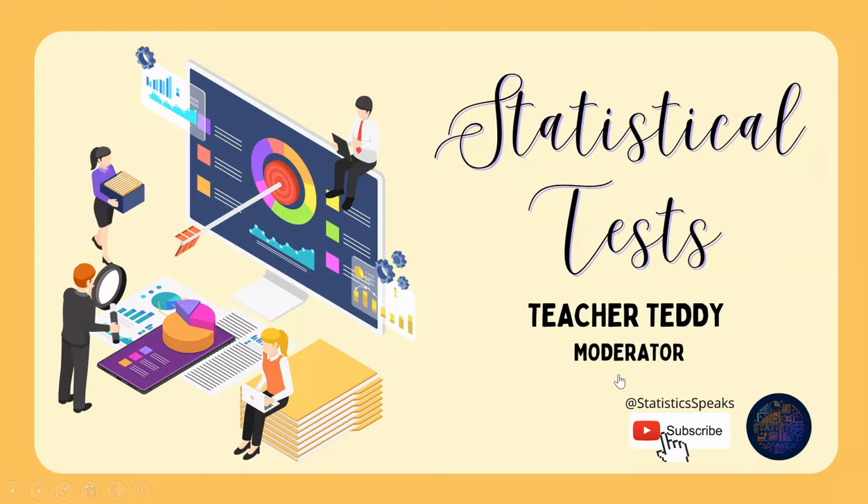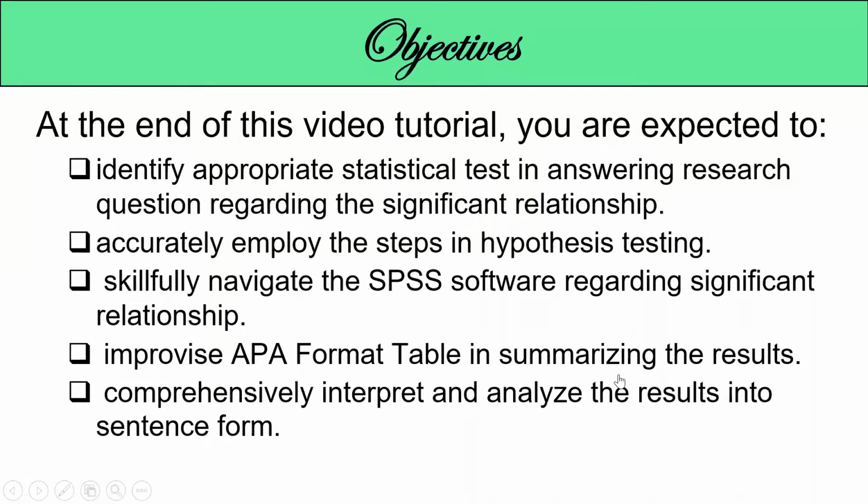Before we start our video, let's dig into the objectives. At the end of this video tutorial, you are expected to identify appropriate statistical tests in answering research questions regarding significant relationship, accurately employ the steps in hypothesis testing, skillfully navigate the SPSS software regarding significant relationship, improvise an APA format table in summarizing the results, and comprehensively interpret and analyze the result into sentence form.